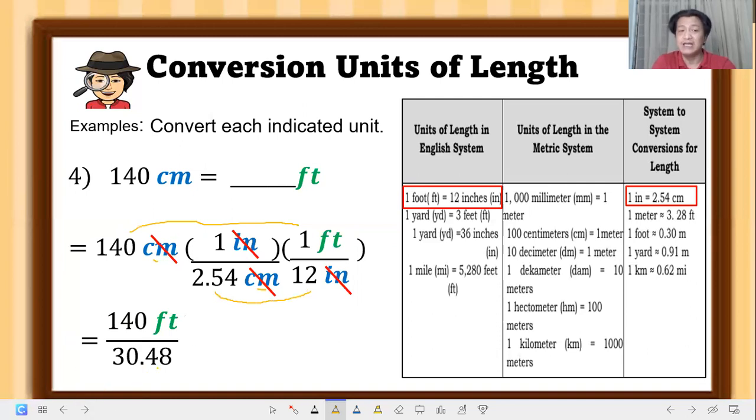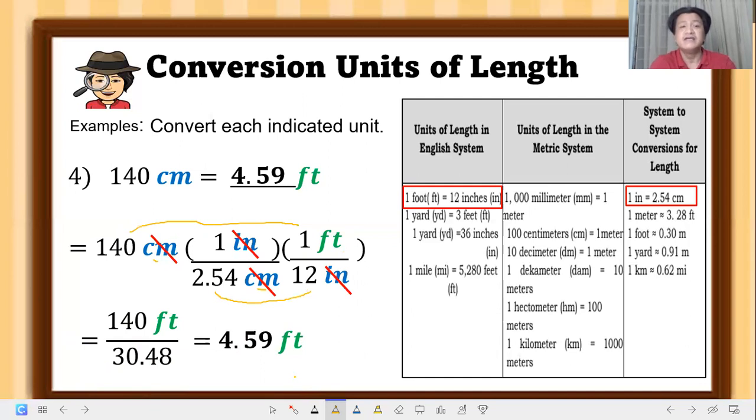Tsaka mo ngayon i-divide. Okay, copy mo lang yung feet, no? Kasi yun yung unit na natira. Kaya that is equal to 4.59 feet. Yan ngayon, yung katumbas ni 140 centimeter is equal to 4.59 feet. Okay, yan yung tangkad ng isang tao, no?